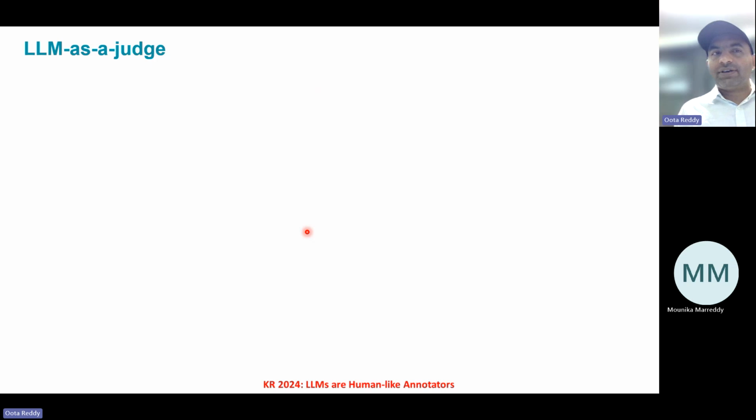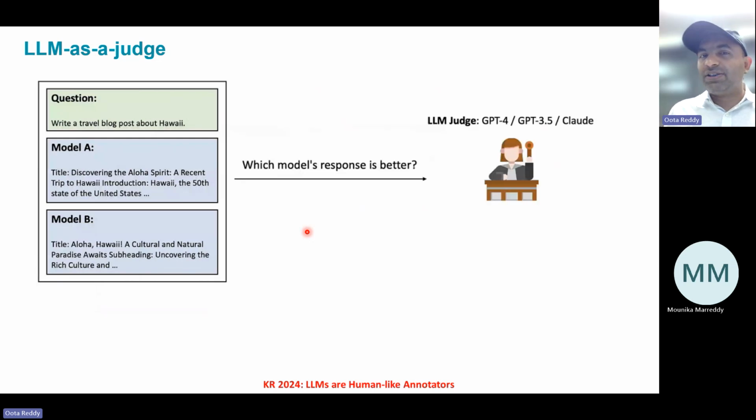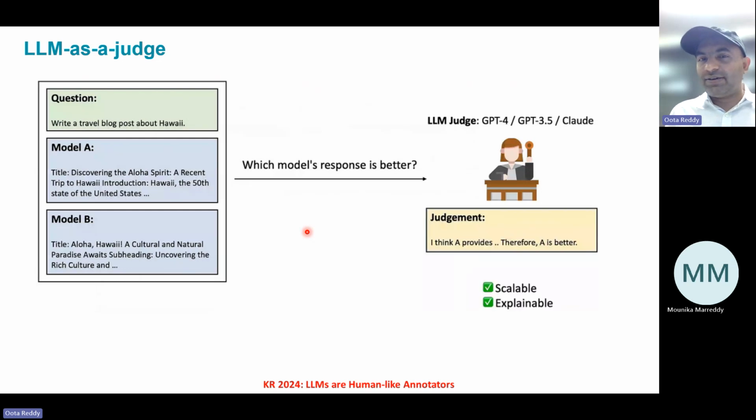So how does an LLM work as a judge? We have a question: write a travel blog post about Hawaii. Either users or LLMs can write the responses. Model A provided some answer and model B provided some response. Now, which model response is better? Here the LLM only acts as a judge. Closed source models like GPT-4, GPT 3.5 or Claude act as the judge. The judgment: I think A provides a better answer, therefore A is better.